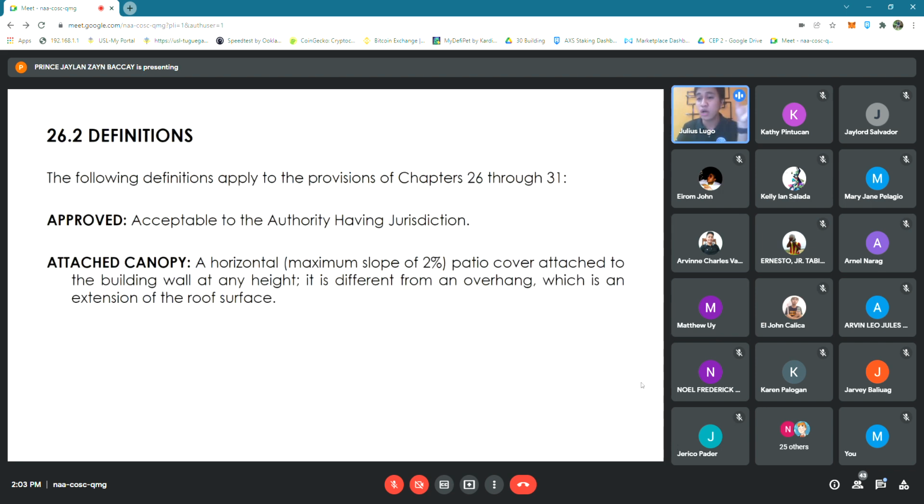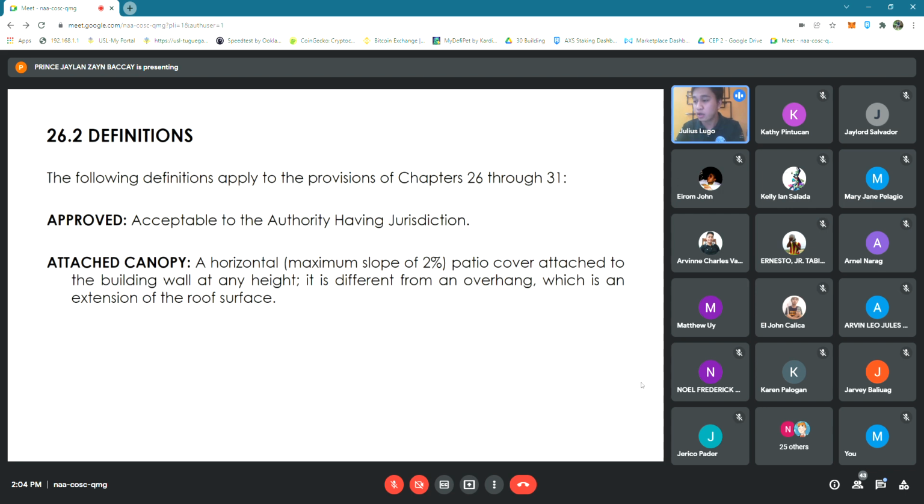Okay, so I'll just leave that to you kasi sobrang dami ng definitions dito, guys. Okay, it is important for you to know the definitions. Okay, because upon reaching the general requirements in each section, baka ma-confuse kayo kung ano yung ibig niyang sabihin.